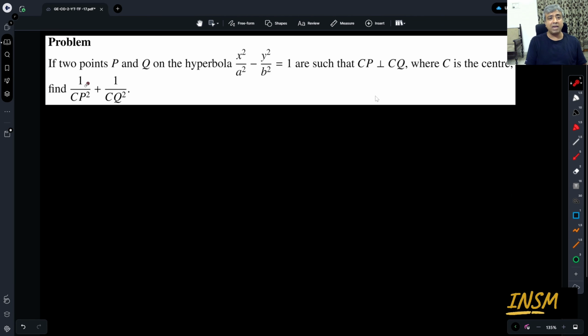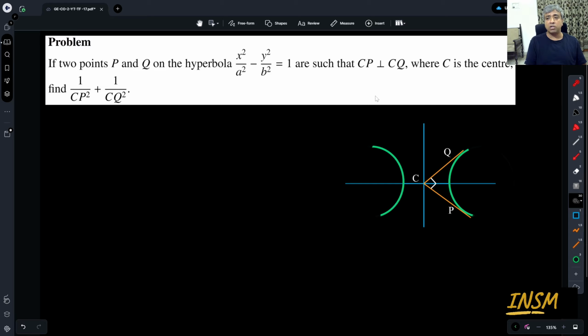It states that if 2 points P and Q on the standard hyperbola are such that CP is perpendicular to CQ, where C is the center, you find 1 upon CP square plus 1 upon CQ square. So I would recommend that you first try and solve this problem on your own. Give it one attempt, two attempts. And you see the kind of messy calculations you get involved in.